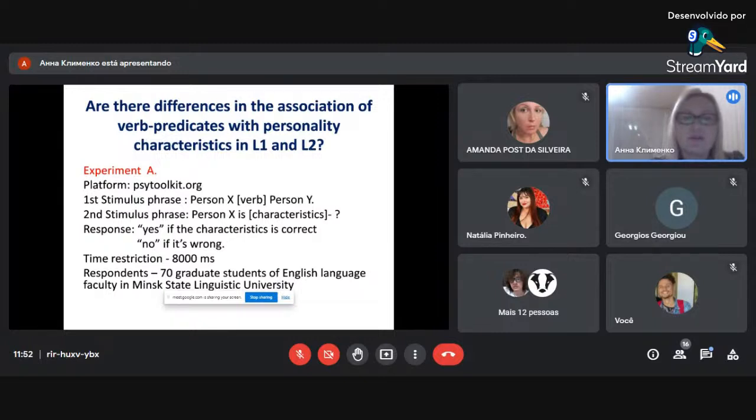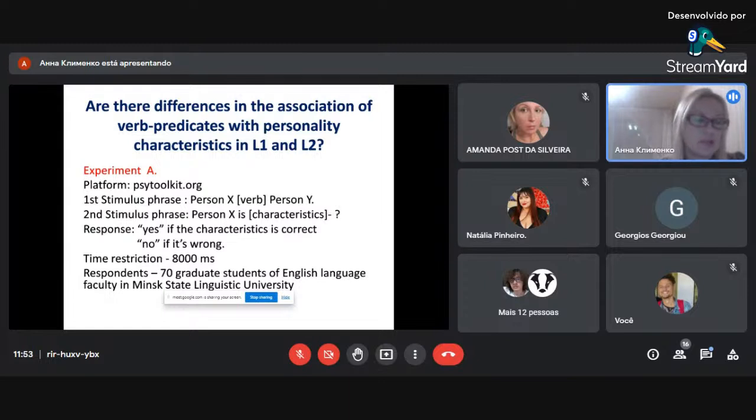The first part of the experiment contained just the stimulus phrases in their foreign language, L2, that is English, and the stimulus phrases were constructed in a more or less abstract way. Person X, then we added a verb, and person Y, and then the second would be person X is, and we add an adjective or noun to describe the characteristics of the person. The respondents were to respond with either yes or no if the characteristic is correct or wrong, and the time was restricted. The experiment was conducted on the platform psytoolkit.org.